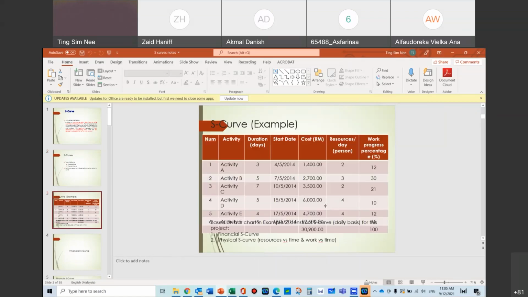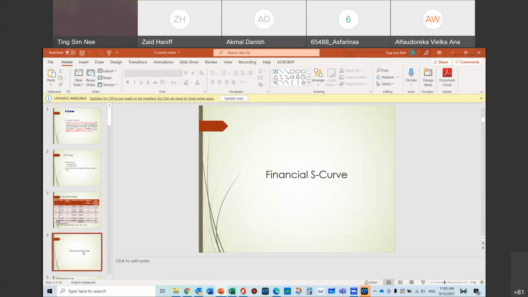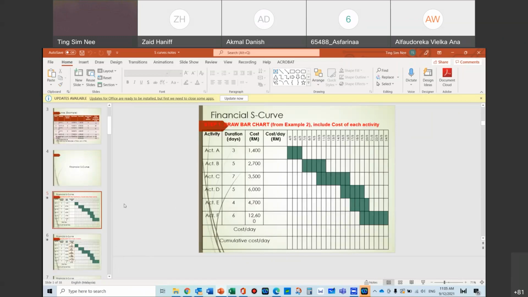So for example here, you've got different activities, and then you've got days, start date, end date, cost of project, and this is the resources. And now we're trying to convert this into a financial S curve. So what you need to do is take the activities, your work breakdown, then the duration. So this is the same thing as what we have.